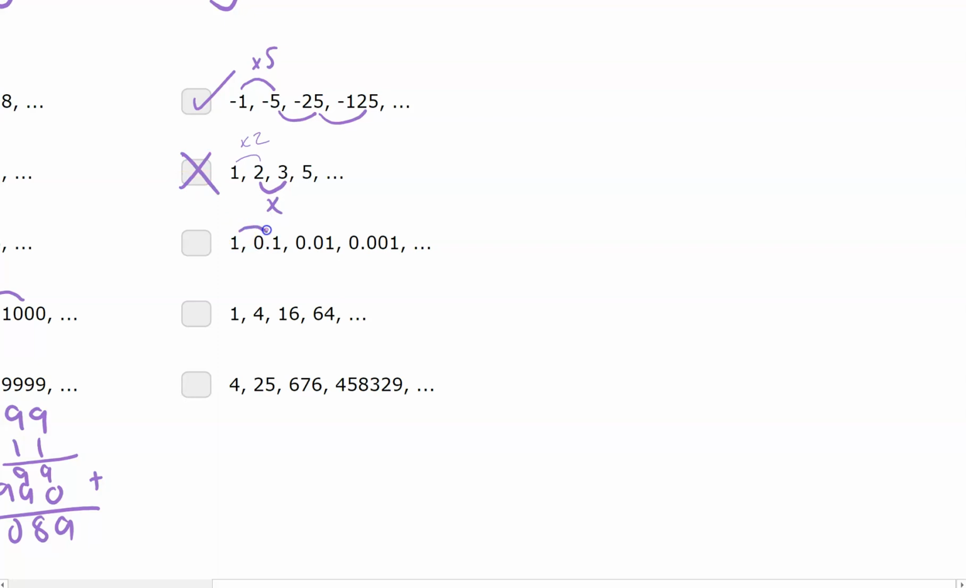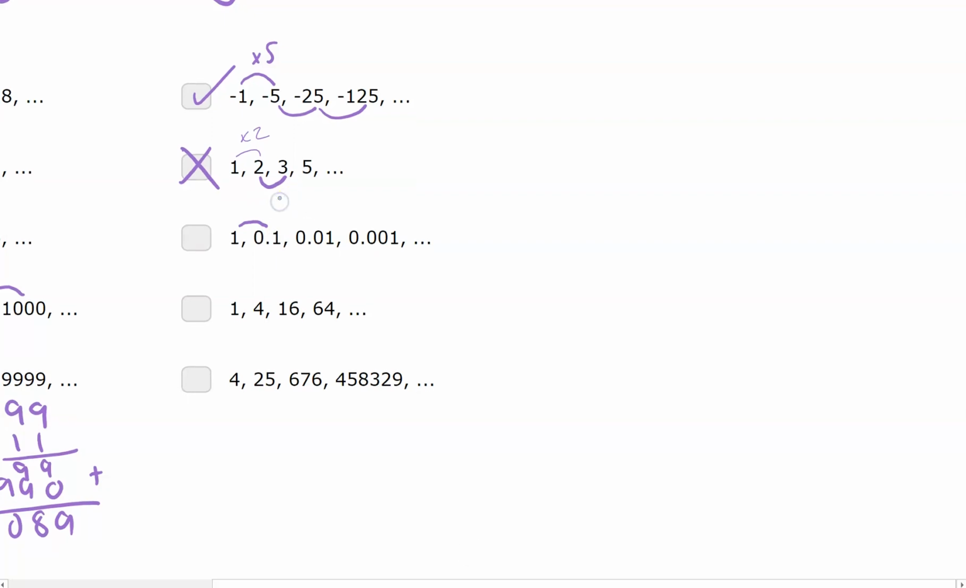This one's been, you can either say multiplied by 0.1 or divided by 10. I'm going to stick with divided by 10. And each time I divide by 10, yes I am, so tick. Next one, there to there is times by 4. That's times by 4, that times by 4. Yes, they're all times by 4, so it is geometric.